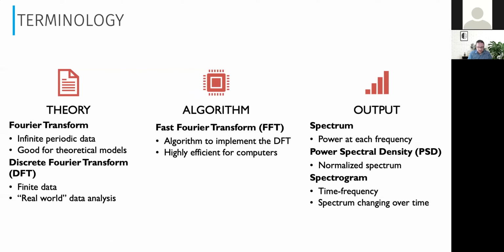Now, one term I think that gets confused a lot is the FFT. It's important to know that the fast Fourier transform, or the FFT, is simply a specific computer algorithm that implements the discrete Fourier transform, and it's really good for computers. So when you're talking about the FFT, you're talking about a computer algorithm. When you're talking about the thing that it produces, that's the output of a discrete Fourier transform. In terms of the output, we have the spectrum, which is the power at each frequency. The power spectral density is just a spectrum that's normalized, and the spectrogram is just the spectrum changing over time. I think this is really important to know, because I certainly see these terms confused in many cases.